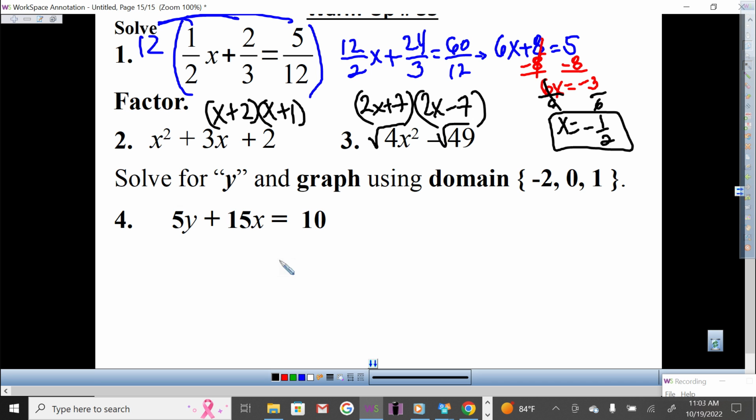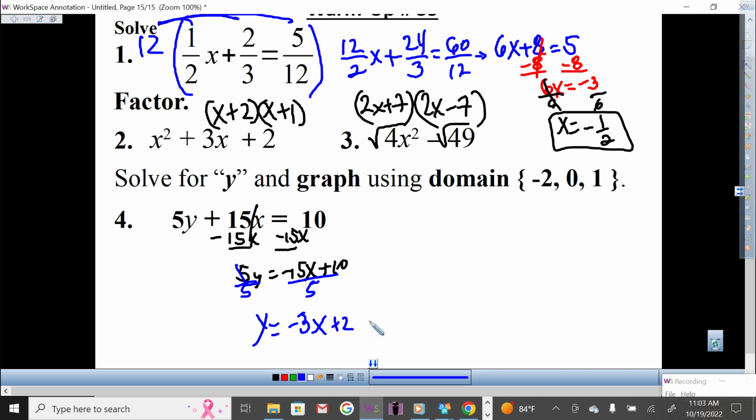Number 4, minus 15x, minus 15x. We got 5y equals negative 15x plus 10. And last but not least, we divide by 5. We got y equals negative 3x plus 2. And if you got that by yourself, okay, good. Let's get our table for the domain. The domain we have negative 2, 0, and 1.